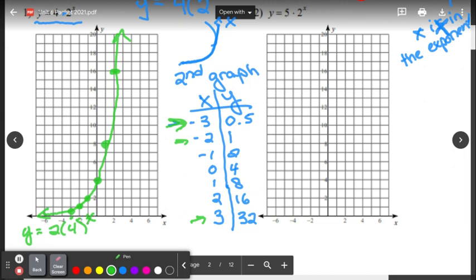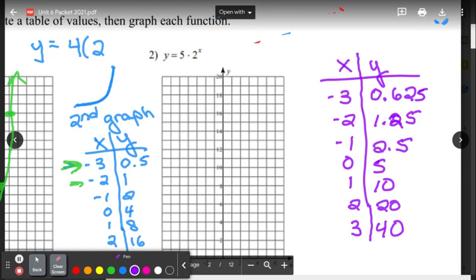Now for number 2, go back to your y equals, press clear, and write down your table for this one. 5 times 2 to the x. So I went to my y equals, typed my problem in, and I wrote my table down here in purple. Remember, the x always goes from -3 to 3.